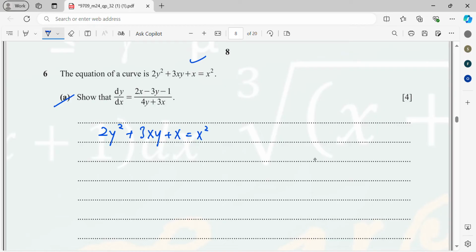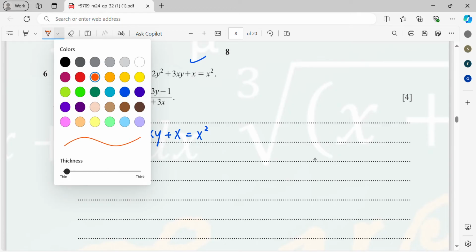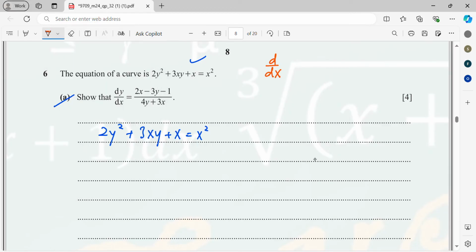Now I can directly differentiate the function of y using implicit differentiation. Differentiating f(y), where f is a function of y, with respect to x, is d over dy of f(y), so you differentiate the function of y with respect to y, then you times by dy over dx. So the 2y squared, you differentiate with respect to y, that is going to be 4y. Then you multiply with dy over dx.